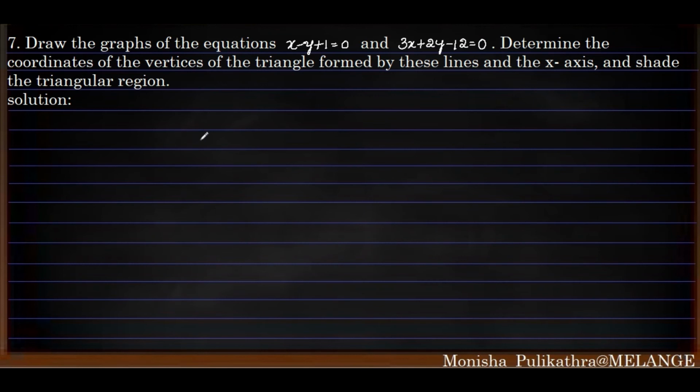Moving on to the last question of this session, that is the seventh problem. The seventh question is: draw the graph of the equations x minus y plus 1 is equal to 0 and 3x plus 2y minus 12 is equal to 0. Determine the coordinates of the vertices of the triangle formed by these lines and the x-axis, and shade the triangular region. So we have to find out whether the lines are coincident, intersecting or parallel first.